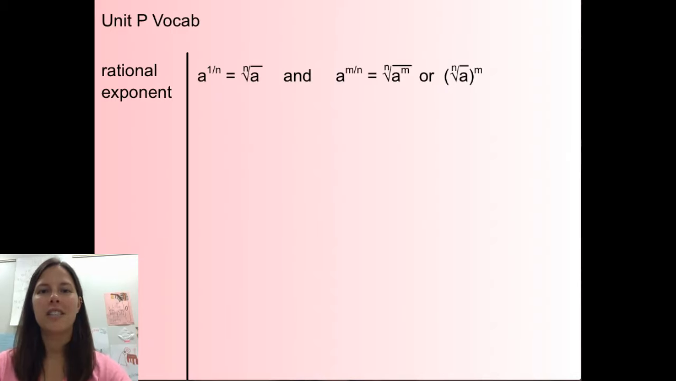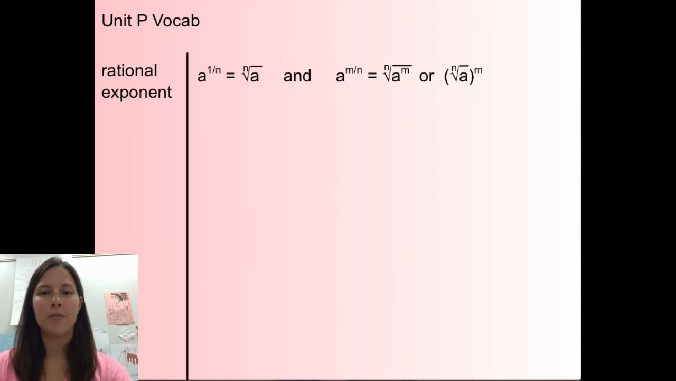In this video, we're going to take a look at rational exponents, which connect very closely to radicals that we've been working with the last few days. A rational exponent is when you have an exponent that looks like a fraction. So in our example here, we have a to the 1 over n power. That can be rewritten as the nth root. So a rational exponent is the same thing as a radical.